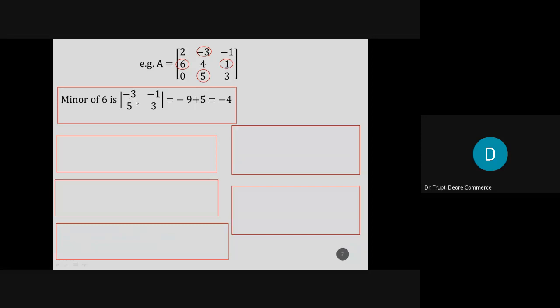So 3 into -3 it becomes -9. -5 into -1 it's a -5, so minus becomes plus. So -9 plus 5 is equal to -4. Now for this 6 we have to change the sign, right? What is the sign of the minor? It's a -4. So the cofactor's sign will be +4. So cofactor of 6 is 4.